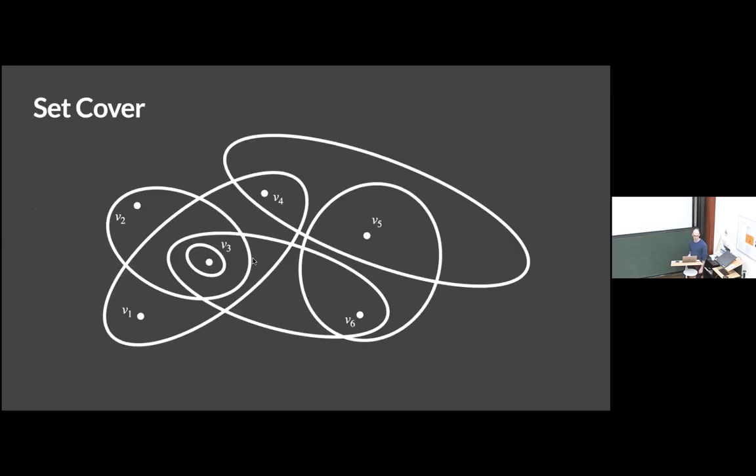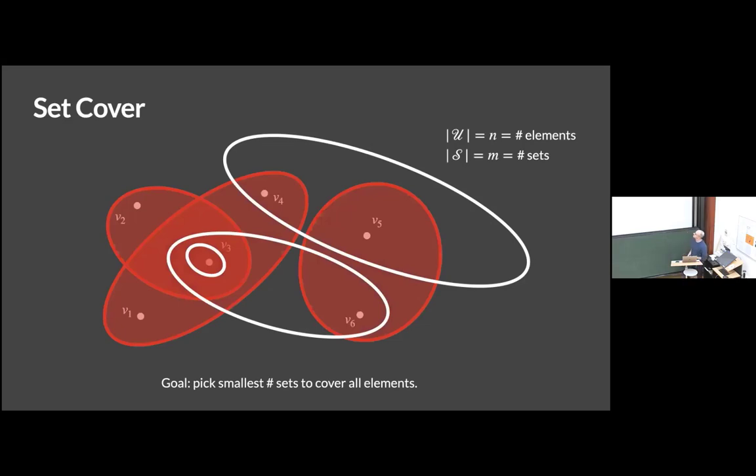So what's the set cover problem? You're given a collection of n elements, which I'm calling script U. You're given a collection of subsets, which I'm calling script S. There's n elements and m sets. And your goal is to pick the smallest number of sets to cover all the elements. For example, in this picture, the dots are the elements, the ellipses are the sets. And this is a potential feasible solution to the problem.